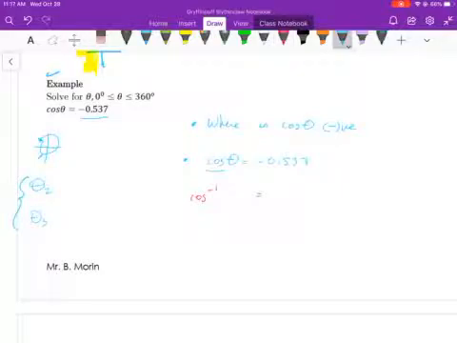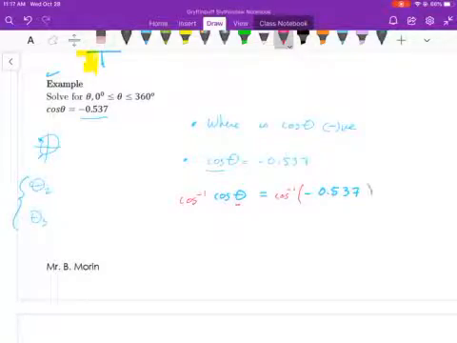And perhaps I should have, let me just do that again. I'm sorry. It's correct, but I'm just going to write it a little bit different. So cosine theta is equal to negative 0.537. And let me try that again. I'm going to try to isolate theta. So I am going to apply inverse cos to both sides.